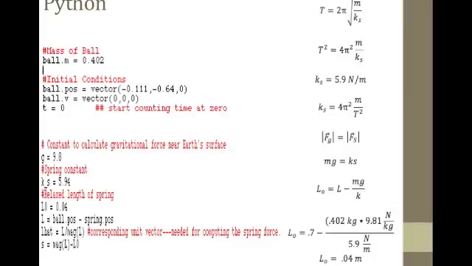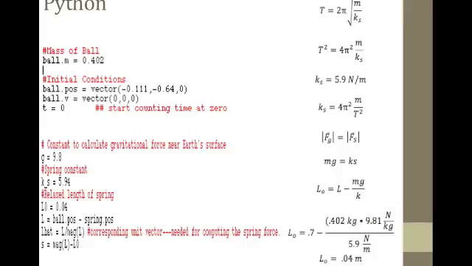To find the spring constant, I use the period equation, which is T is equal to 2 pi times the square root of mass divided by the spring constant. We know that the mass of the ball is 0.402, given to us by the lecture video. So using that in the period that we can find using the Tracker video, you can find that the spring constant is equal to 5.9 newtons per meter.